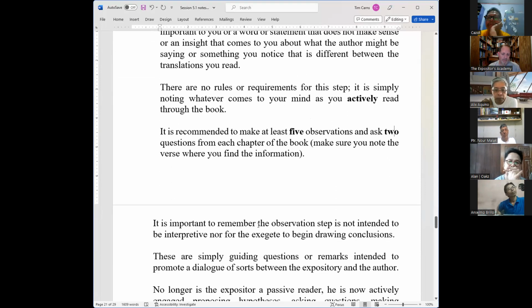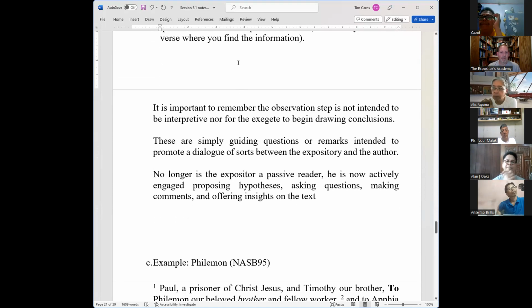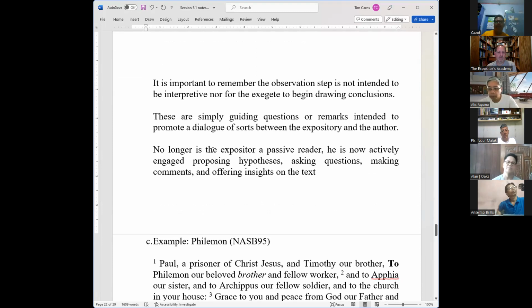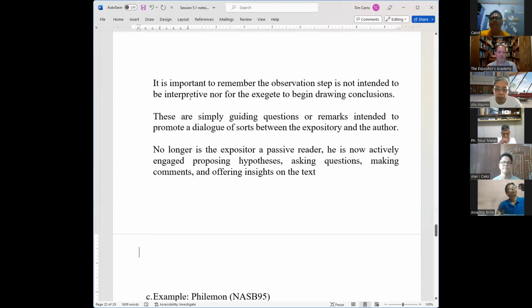And again, remember, the observation step is not intended to be interpretive. It's to help you begin to draw conclusions.